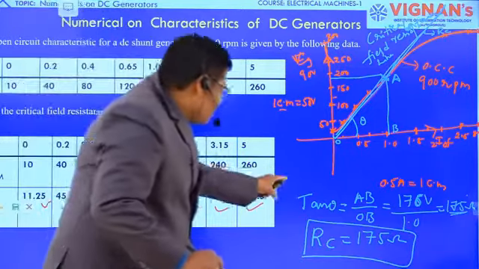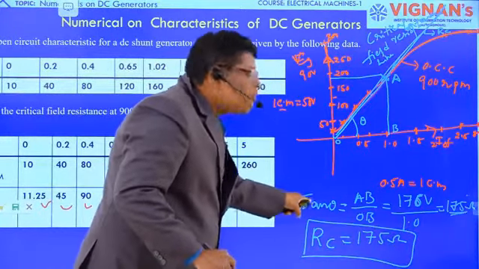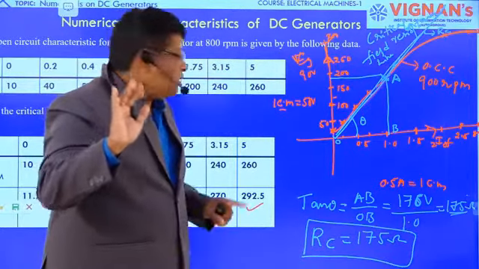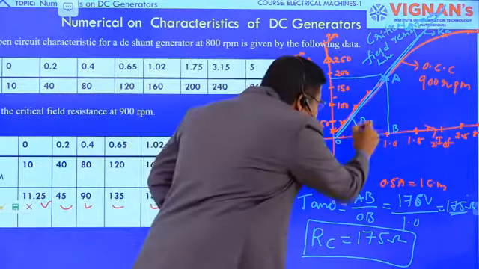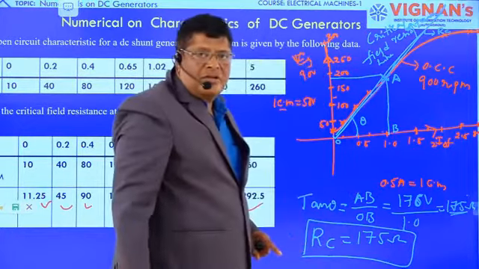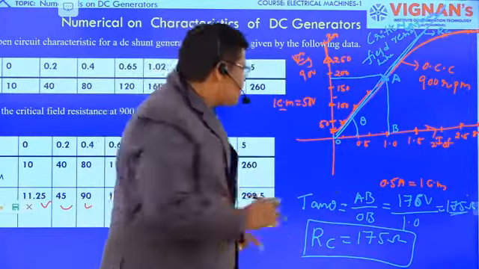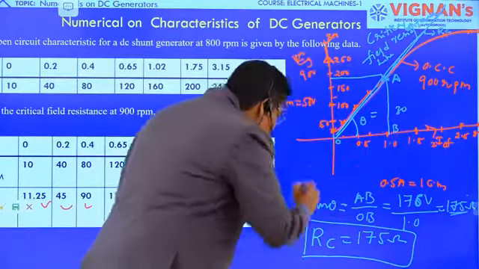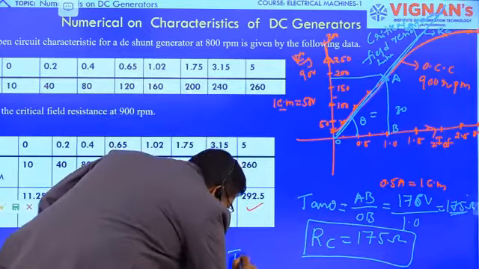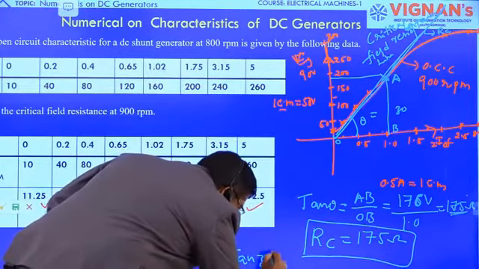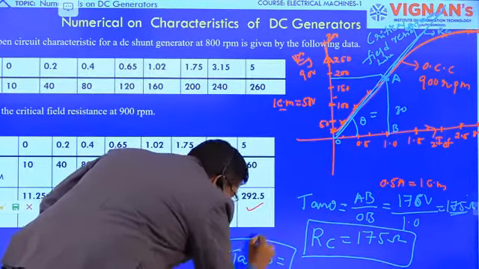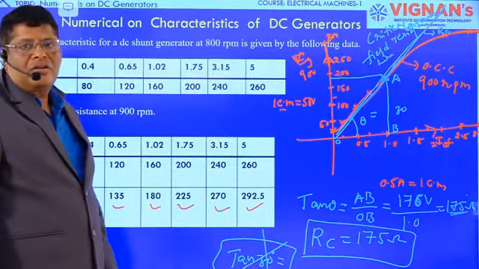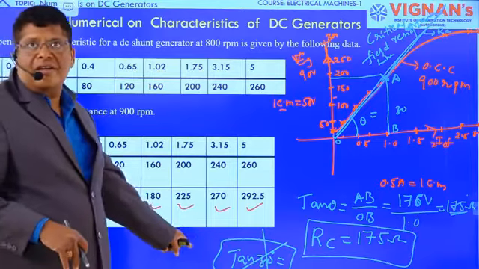The tan theta is the value you take as the critical field resistance. You should not measure this angle. Some people measure this angle, get nearly 30 degrees, and simply say that the critical field resistance equals tan 30 degrees. This is wrong. You are getting the wrong answer here.